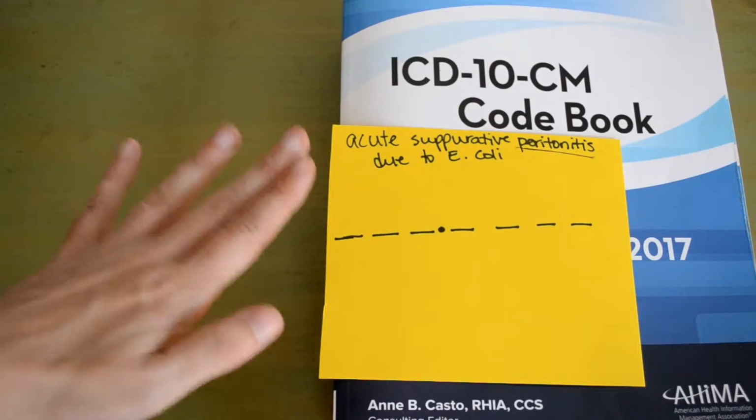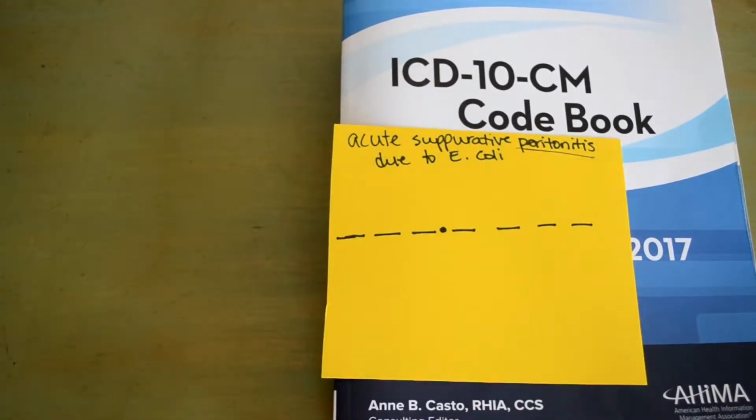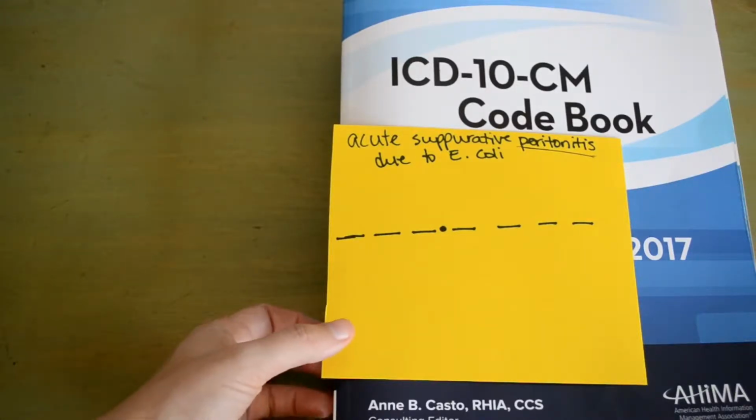Since we know our diagnosis to be acute suppurative peritonitis due to E. coli, we have already pinpointed that peritonitis is our main term. That is the name of the infection, the medical term that describes what the illness or ailment is. That is the term that we are going to be looking for in our index.